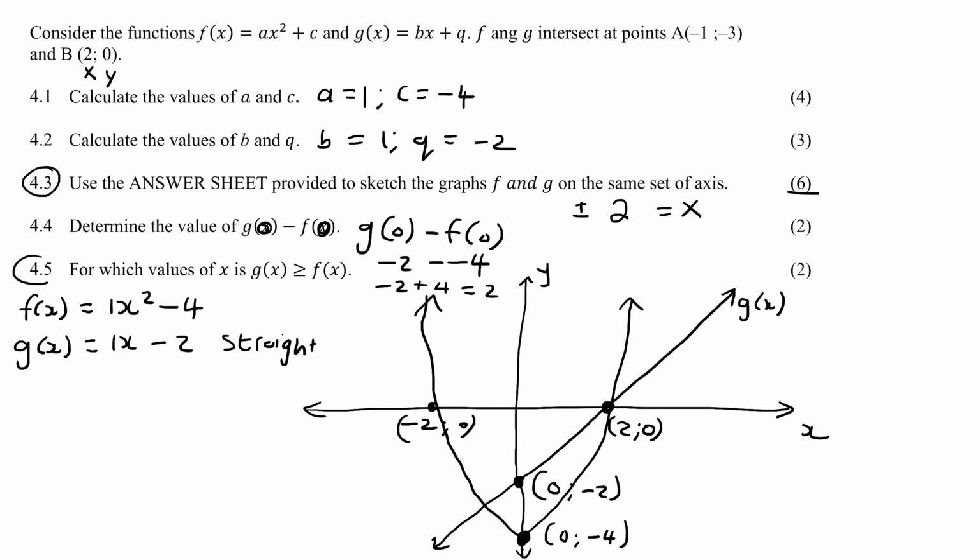This last one over here for 2 marks says, for which values of x is g of x bigger than f of x? So where is g of x bigger than f of x?